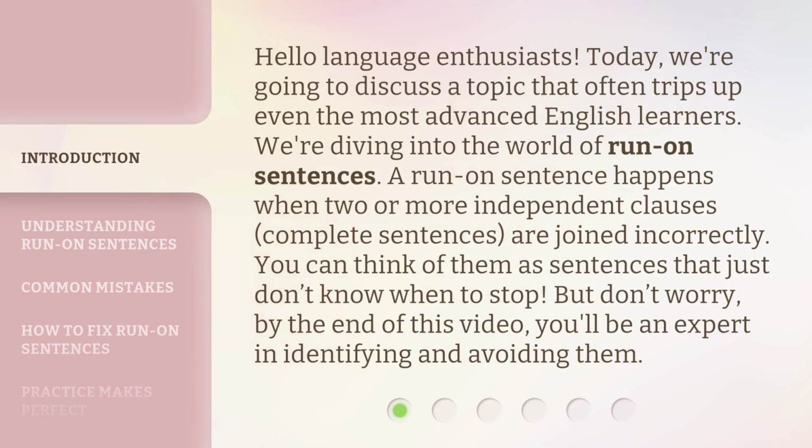Hello language enthusiasts. Today, we're going to discuss a topic that often trips up even the most advanced English learners. We're diving into the world of run-on sentences. A run-on sentence happens when two or more independent clauses, complete sentences, are joined incorrectly. You can think of them as sentences that just don't know when to stop. But don't worry, by the end of this video, you'll be an expert in identifying and avoiding them.